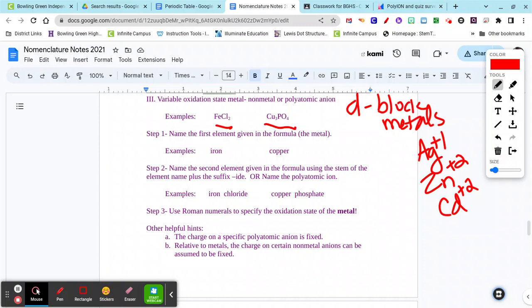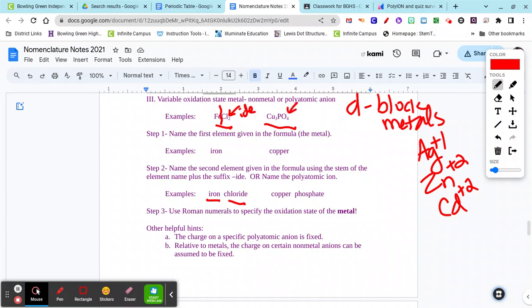After you name the metals, the second step is very similar also to ionic naming. You're going to name the second element with IDE if it's only a single element. You can see here, this is just one type of element. Even though there are two chlorides, it is still just Cl, which means that it has an IDE ending. So we would say iron chloride for that one.